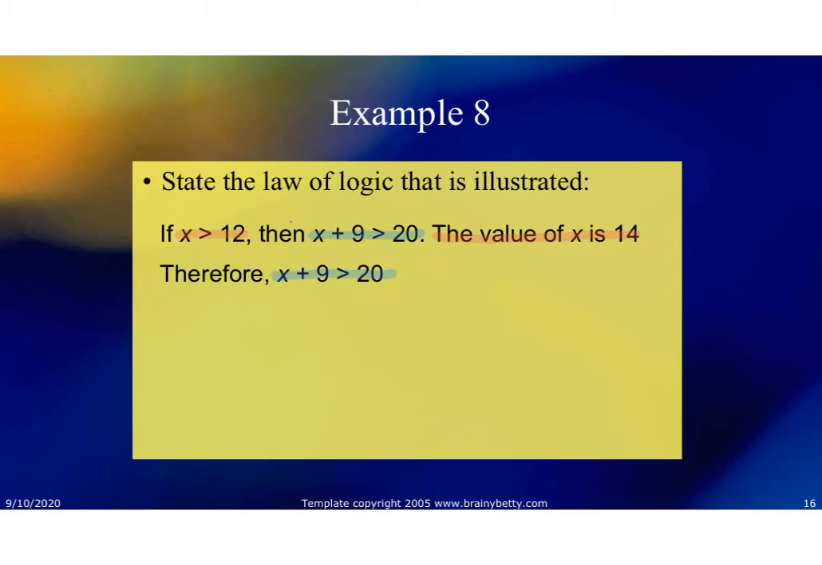Because we are basically drawing a line down here and taking these as separate entities. Okay? Law of detachment. The value of x is 14. That's clearly bigger than 12. So you're saying that the hypothesis is true. And then you are also saying that x plus 9 must be greater than 20. Okay.